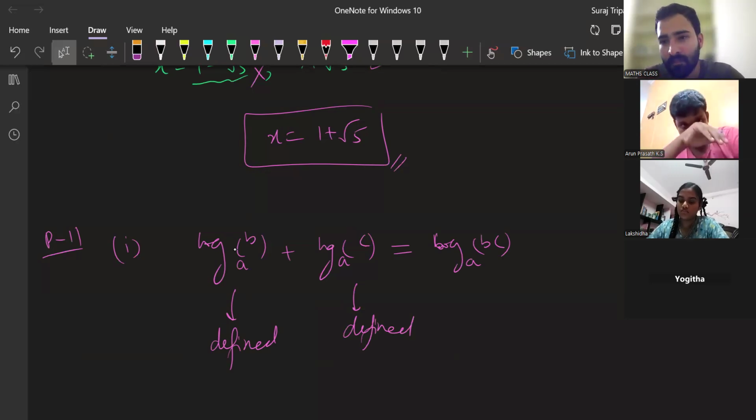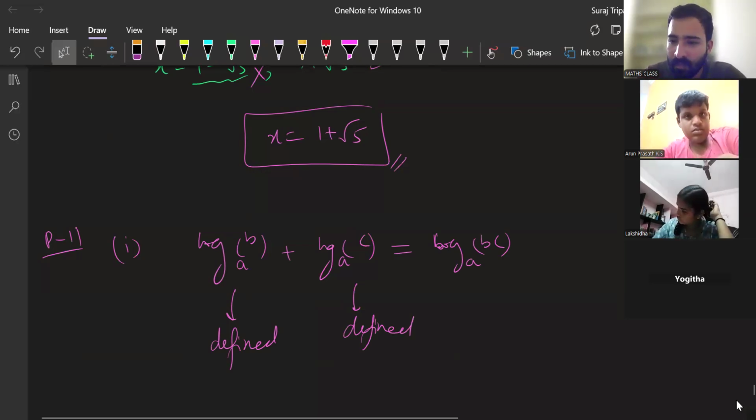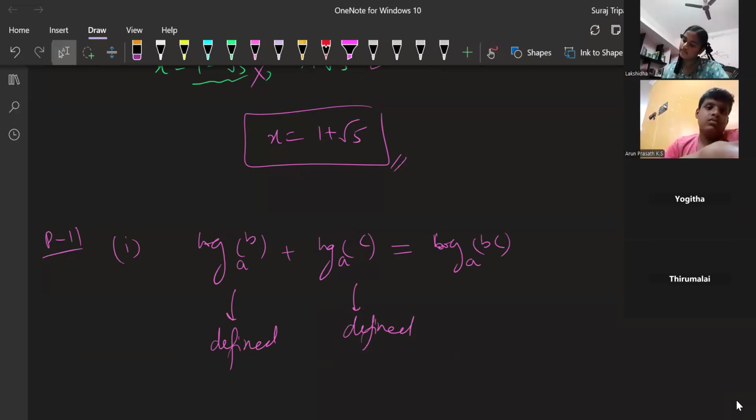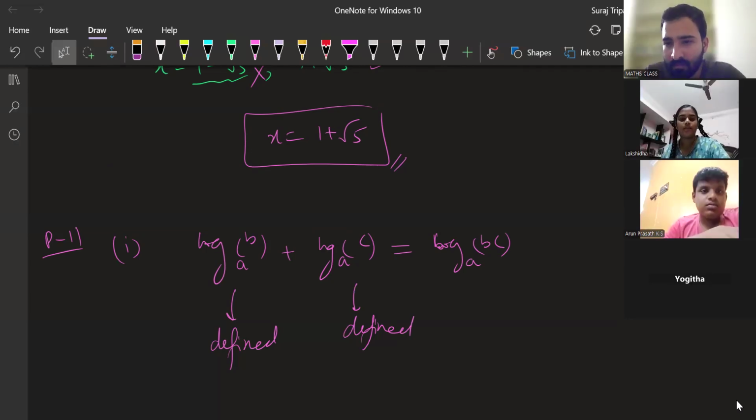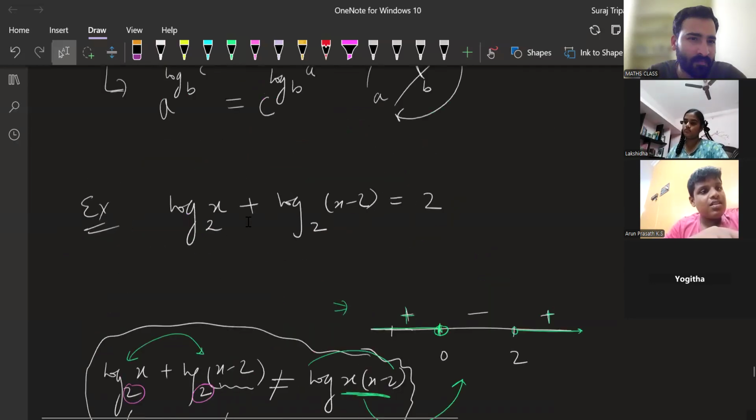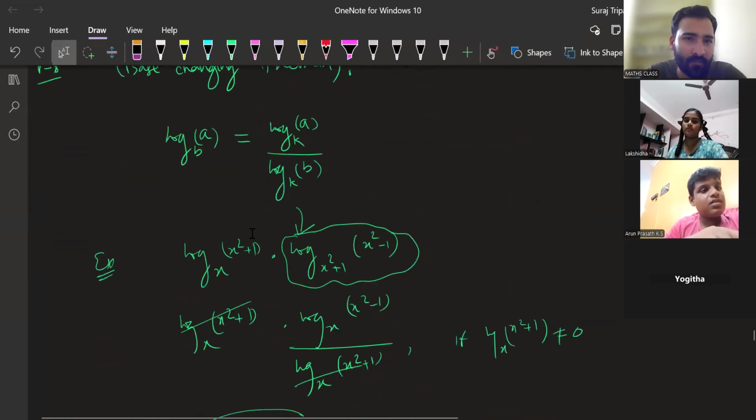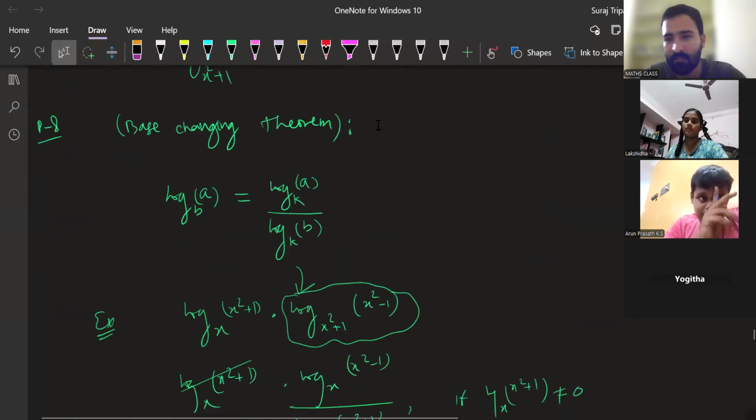Got it? Arun? Tirumalai? Yes, sir. Tirumalai? Sir, property, sir. Yeah, what? Arun? Can you show the property 8 and 9, sir? Property 8 and 9. Yes, sir. Property 8 is the base changing formula.